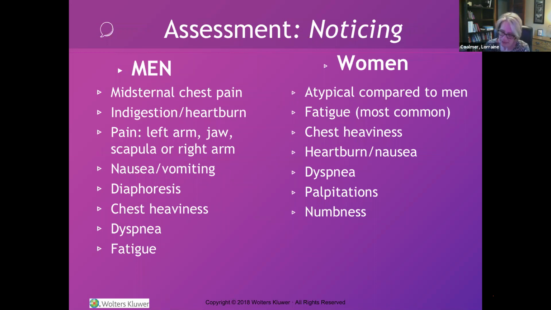Now, don't come to me next week and say you had a woman that came in with a heart attack and had mid-sternal chest pain, because they can have it. They're just saying sometimes women are atypical compared to men. Everybody's different. It's a human element, so everybody's different.